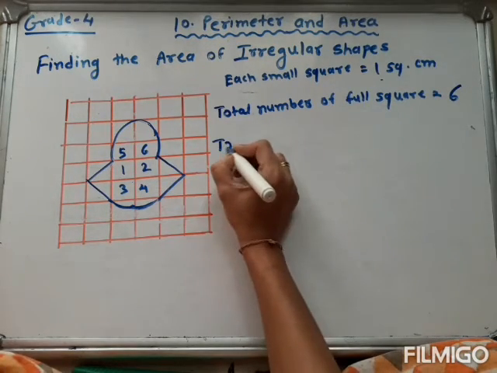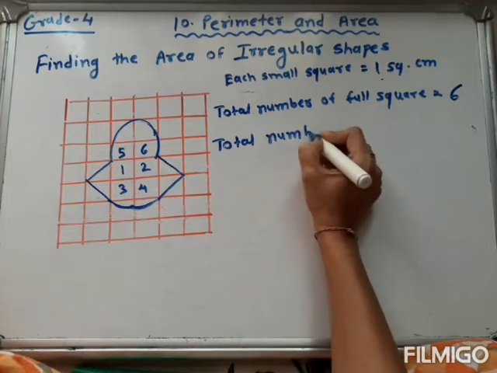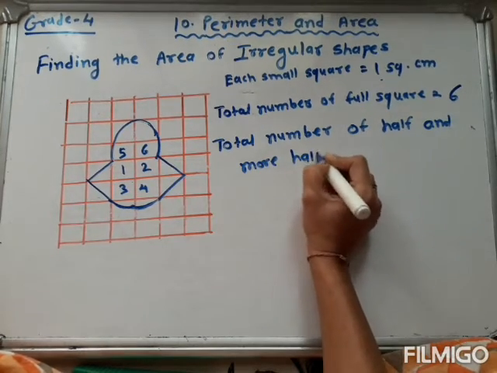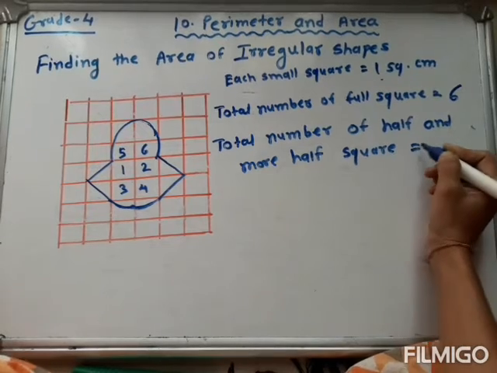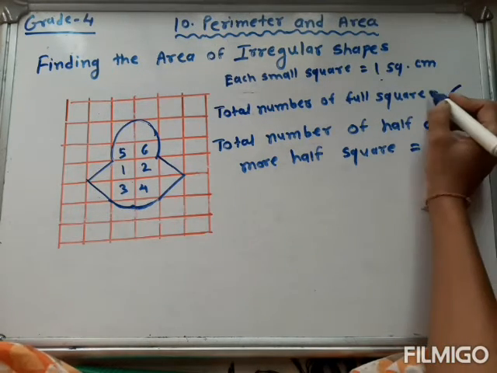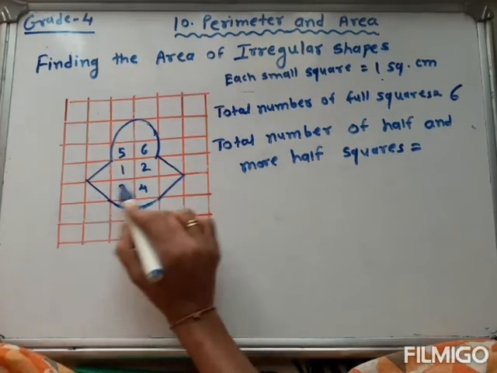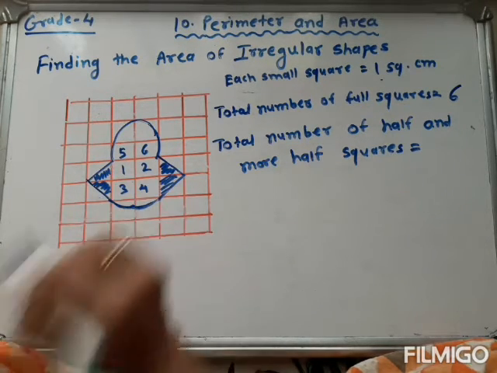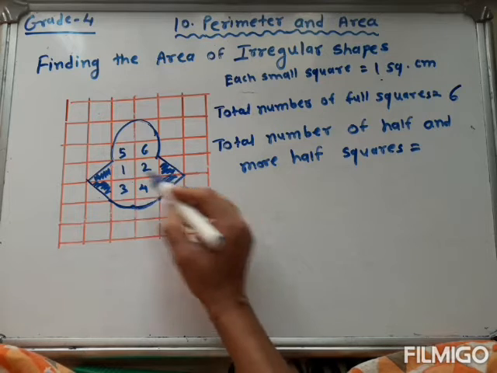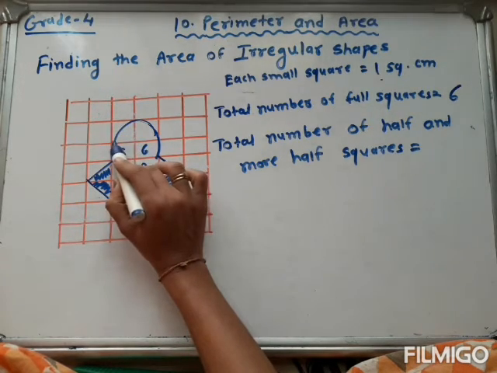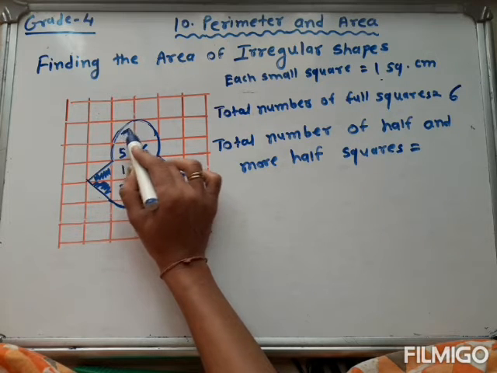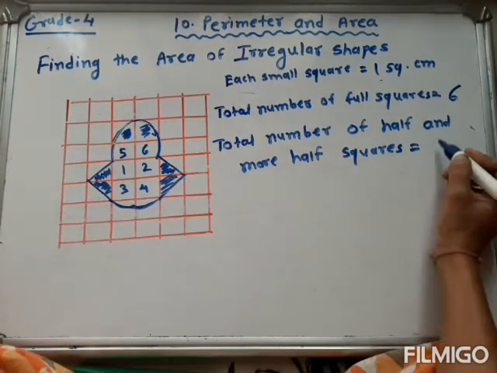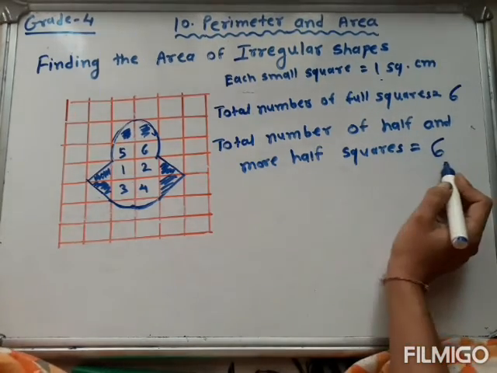Then the total number of half and more than half squares. You have to count both half and more than half squares. How many? See here, this is a half square: 1, 2, this 3 and this 4. Now which are the more than half squares? See here, this square and this square are filled more than half, so we count both of them also. So we get 1, 2, 3, 4, 5, 6. The total number of half and more than half squares is 6.